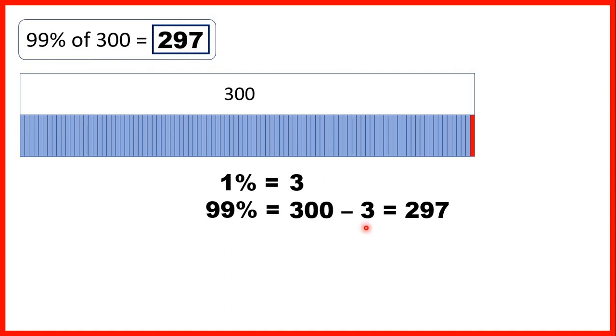which means that 99% of 300 must be 297. And notice that's a lot quicker than finding that 1% is 3 and then multiplying 3 by 99. We'll still get 297 if we work out 3 times 99, but subtracting the 1% from the total quantity is a quicker way to get our answer.